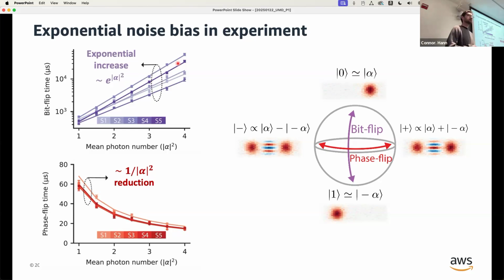But as we'll see, when we combine multiple ones of these bosonic modes together and do our repetition code error correction, there are going to be additional sources of bit flips, not present in these single cats, that we're going to have to contend with that are going to limit the performance of the bit flips in the repetition code.